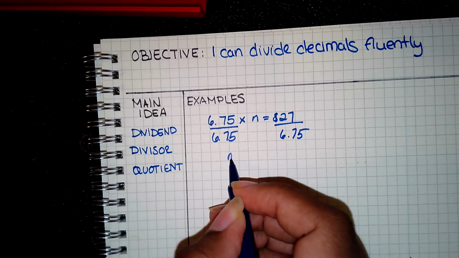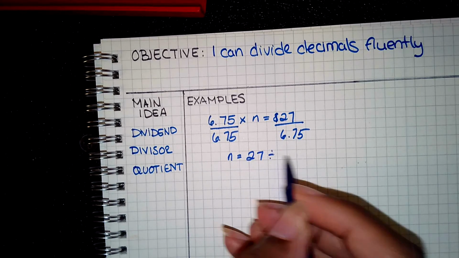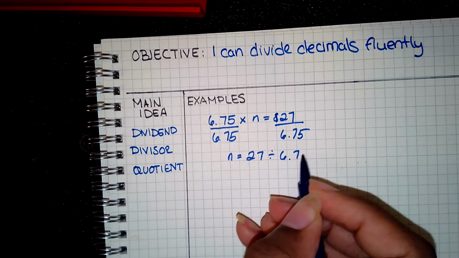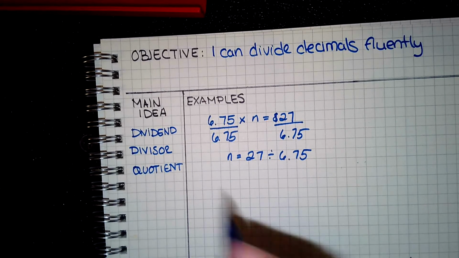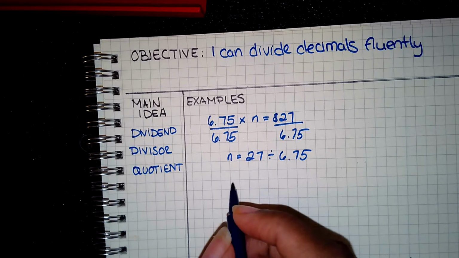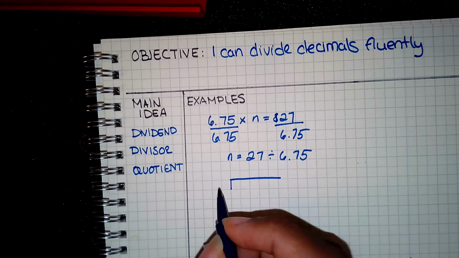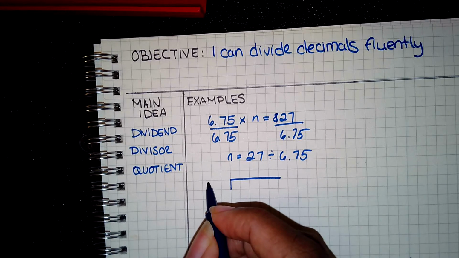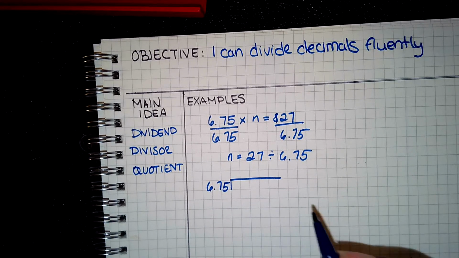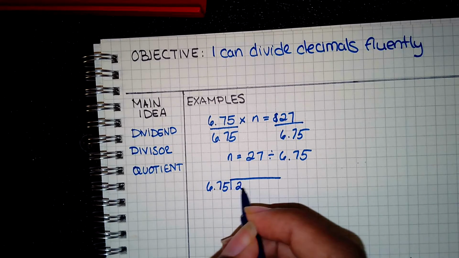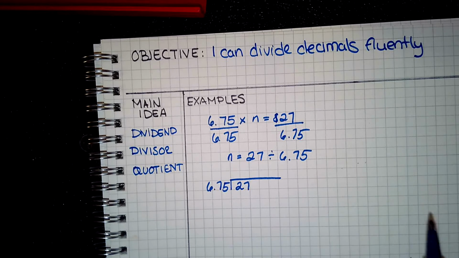And when I solve this problem, I will find what n equals. So to solve a division problem, I am going to put my divisor on the outside here. So 6.75 is my divisor. My dividend is 27, and my quotient will end up being whatever n is.